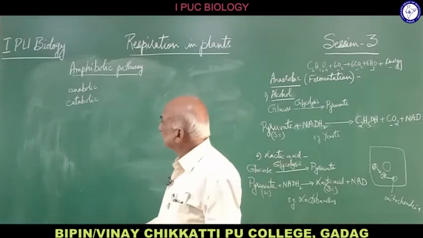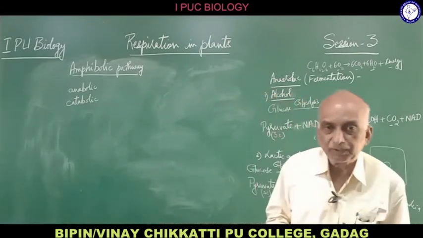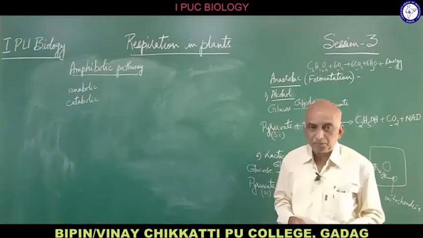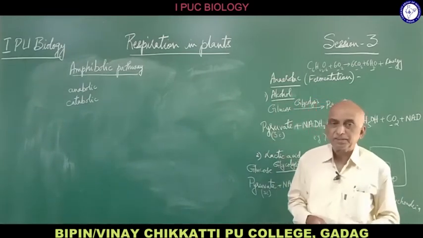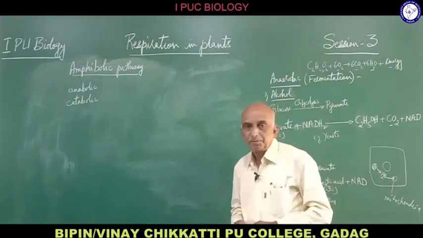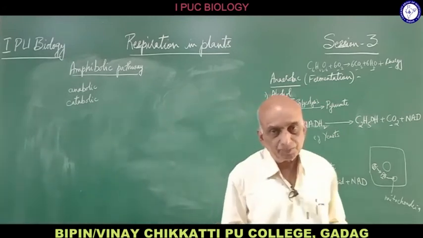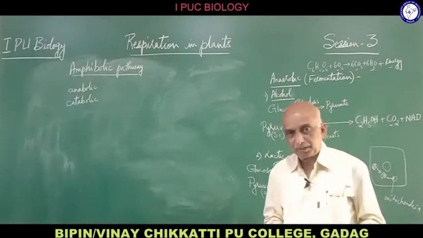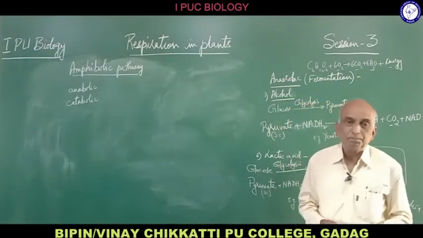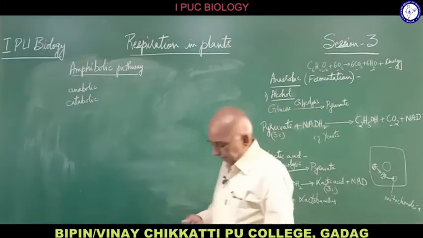So respiration exhibits both dual types of reaction, anabolic and catabolic. Hence cellular respiration is considered an amphibolic pathway, as it shows both anabolic and catabolic types of reaction. This is what an amphibolic pathway is.